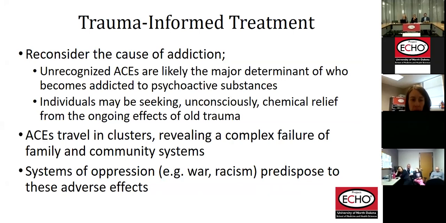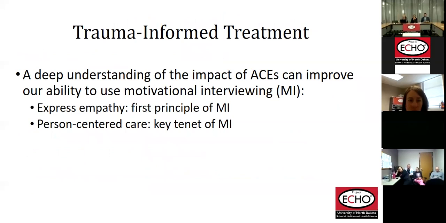Like if it was okay to smoke pot, especially if they did it in a household, the chances of them smoking pot was much higher. So what do we do, and what is trauma-informed treatment? Trauma-informed treatment, first of all, is just basically an understanding of what ACEs are and how they can affect individuals.